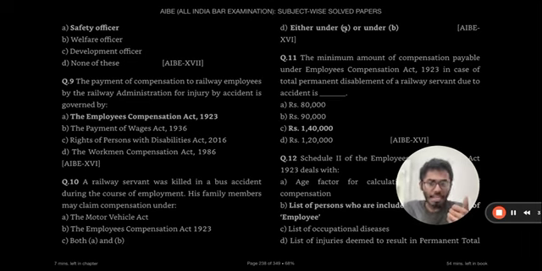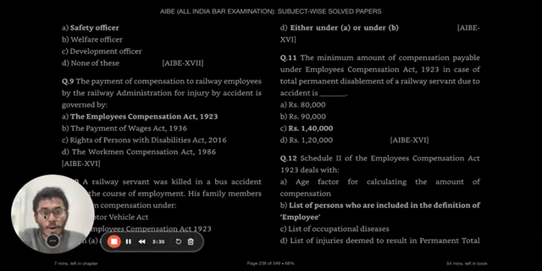Either in the Motor Vehicle Act or under the Employment Compensation Act, you can get the money back. Remember that also. Now, the 11th question is about the minimum amount of compensation payable under the Employment Compensation Act 1923. So for that, it's very simple.